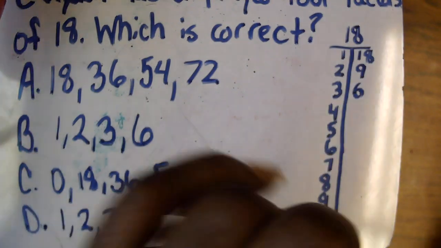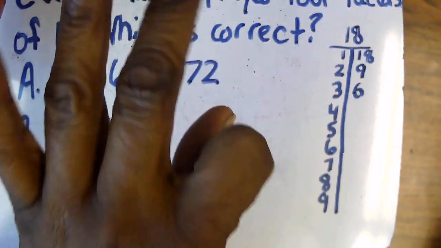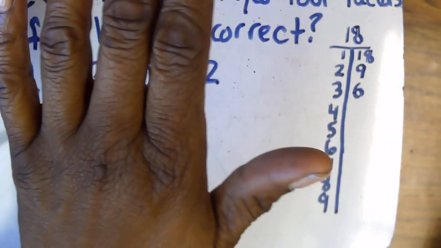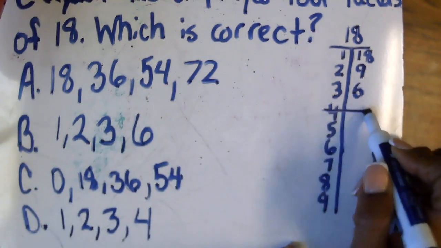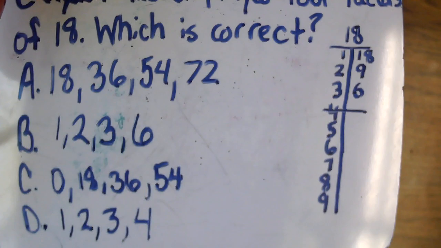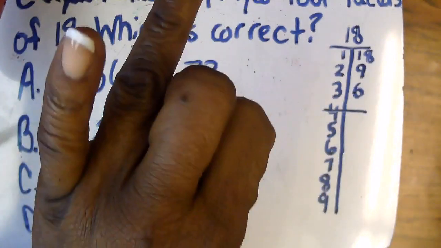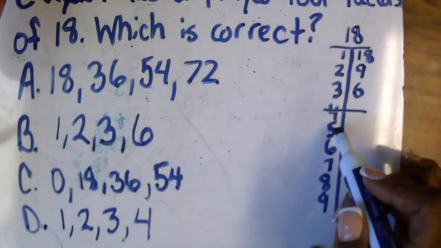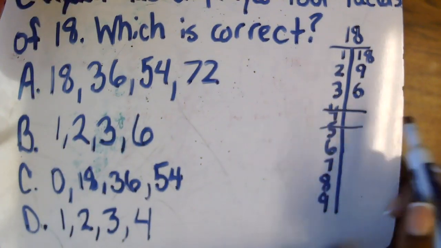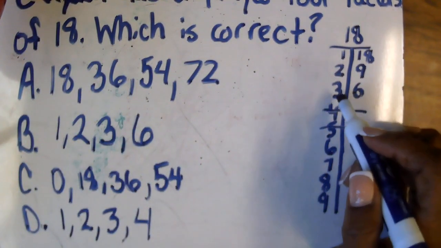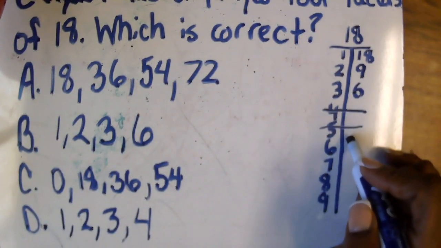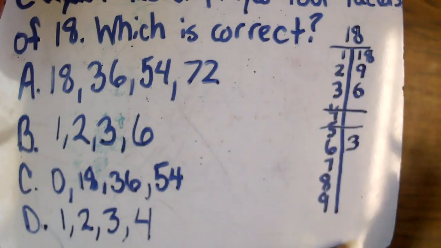What about 4? 4, 8, 12, 16, 20. Did I ever say 18? No, so 4 is not a factor of 18. What about 5? 5, 10, 15, 20. Did we see 18? No, we did not, so 5 is not a factor. What about 6? 6, 12, 18. Or you can look here because 3 times 6 and 6 times 3 is the reciprocal, or the opposite of.